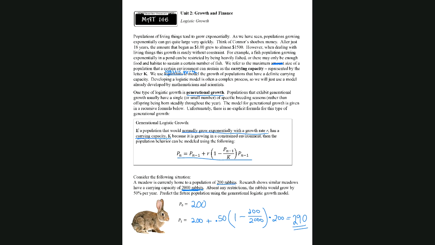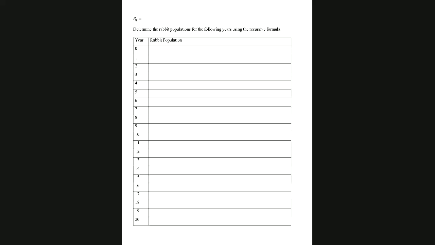All right. So we can come up with a general formula for this situation for any P sub n. And this general formula will help us find the rabbit population. I want to find the rabbit population for 20 years. Now don't worry, we're not going to have to do these calculations. I'm going to show you a way to do this on the graphing calculator.